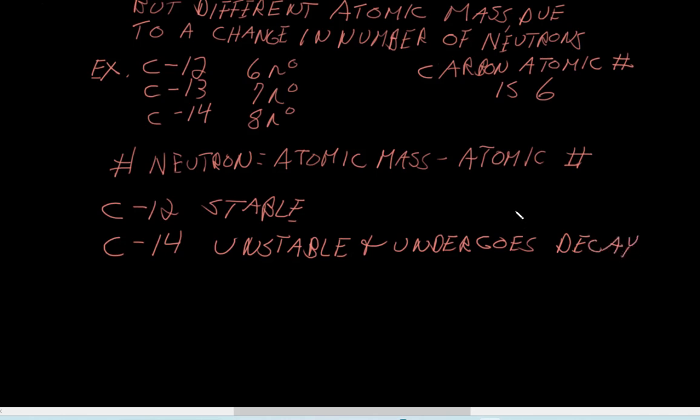Look at atomic mass on the periodic table. You're going to see that most of them have decimal places behind them, and that's because they take an average atomic mass. In our next video, we'll get into what an average atomic mass is.